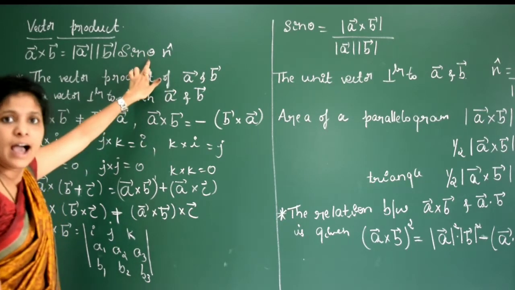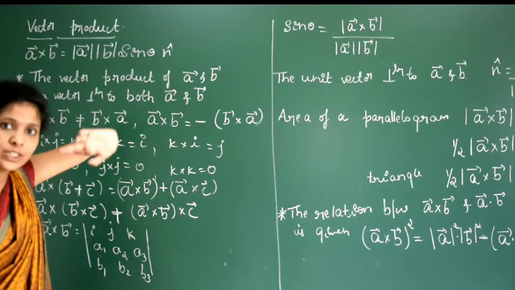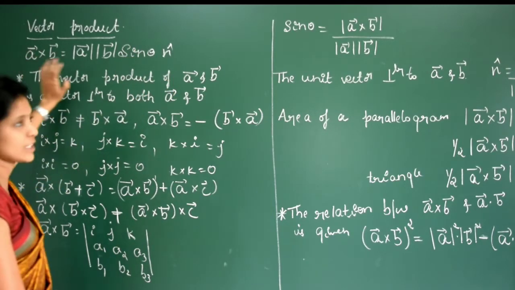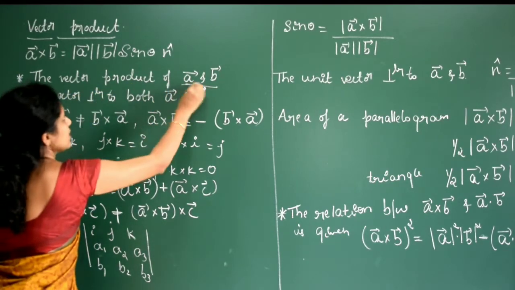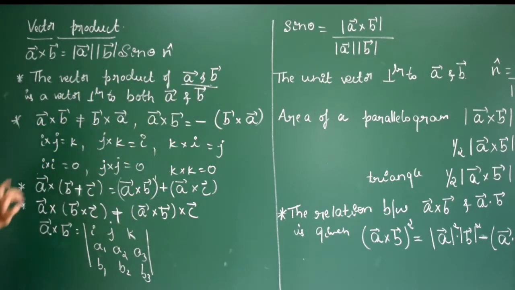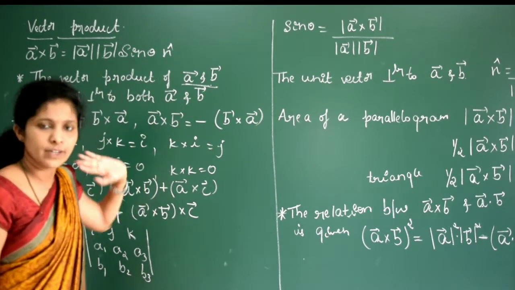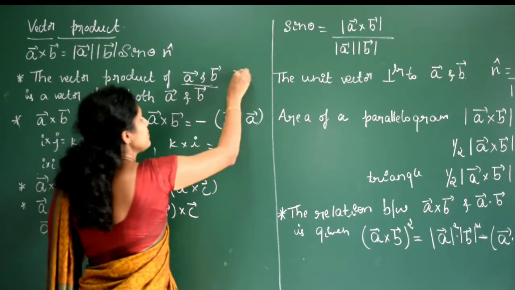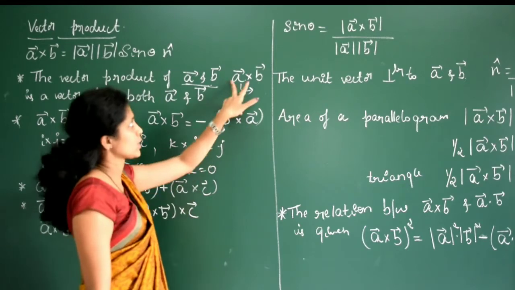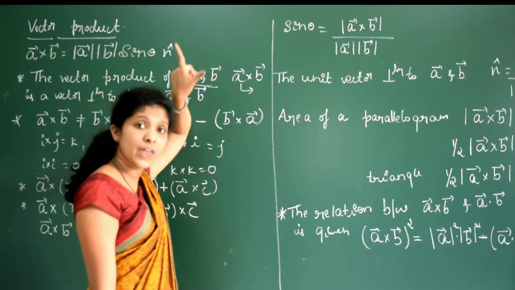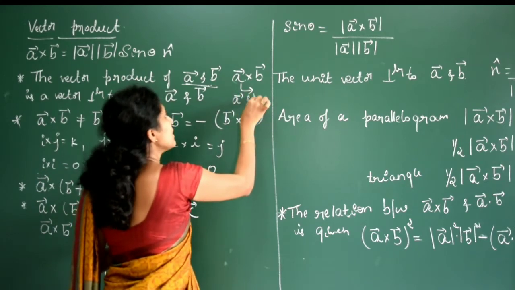Here theta is the angle between A vector and B vector. n cap is a unit vector perpendicular to both A vector and B vector. The vector product of A vector and B vector, the cross product of A vector and B vector, is a vector which is perpendicular to both A vector and B vector. Remember, after the cross product A vector cross B vector, you will get one vector. That vector is perpendicular to both A vector and B vector.